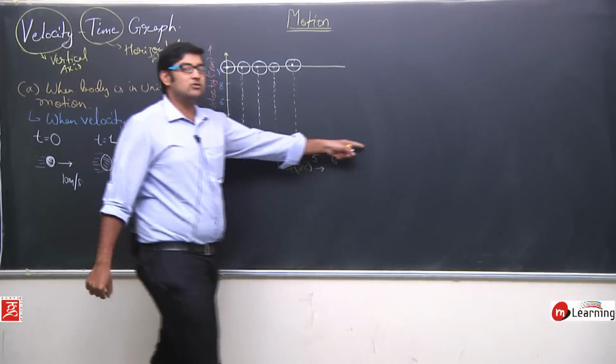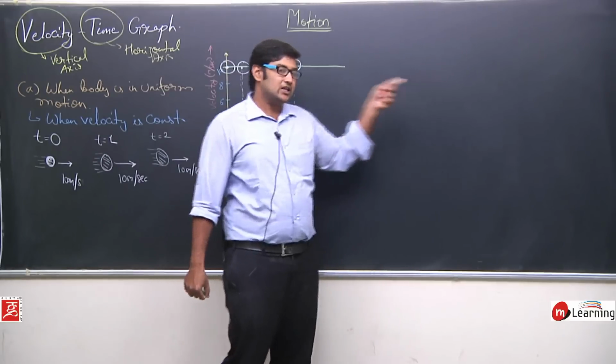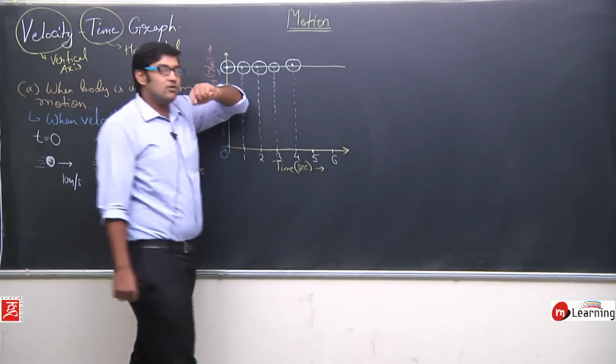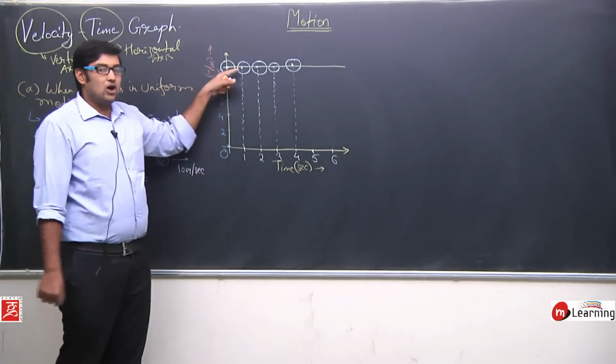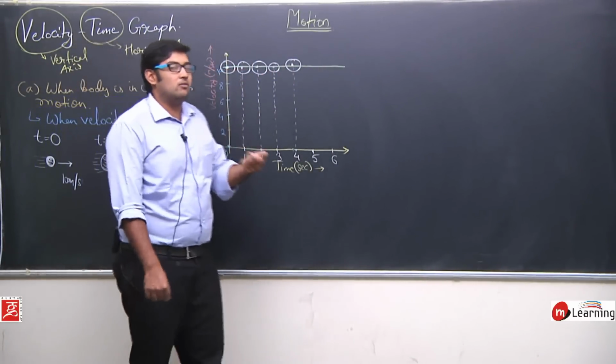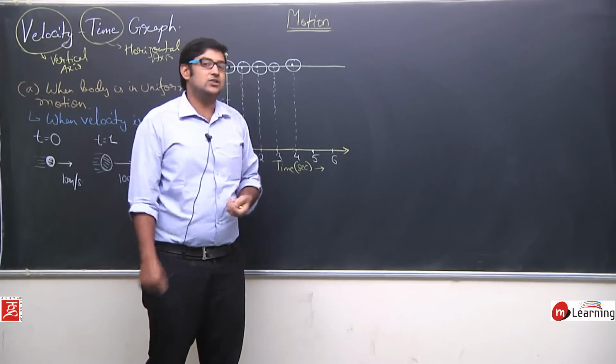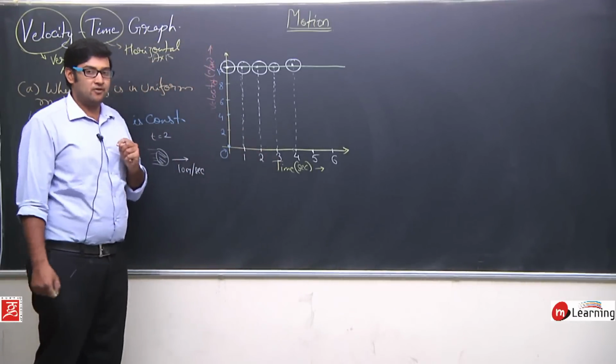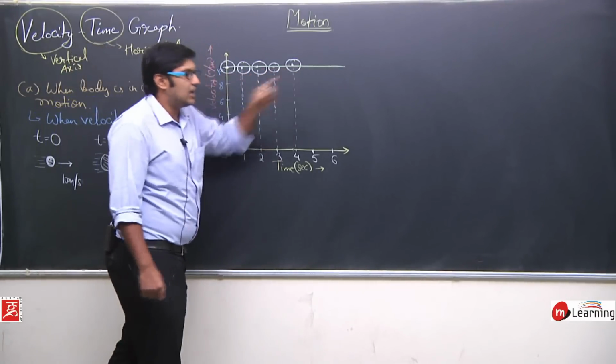Every second, if I start counting till infinity, this line is going to extend till infinity. So what I can say is, when the object is moving with uniform velocity, or when the object is in uniform motion, its velocity time graph will be a straight line.